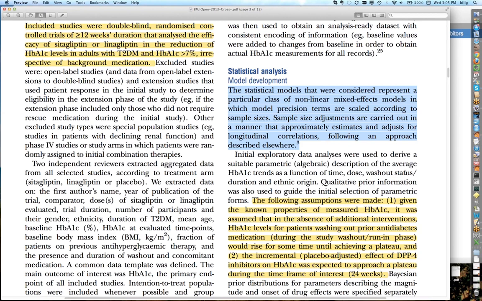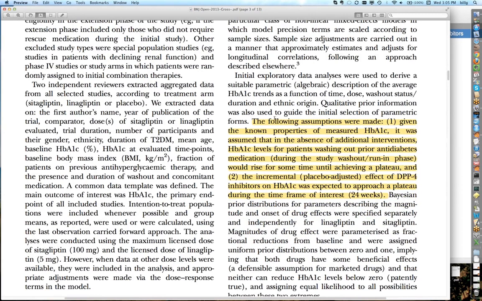Mentions some key assumptions here. Okay, so it made some assumptions about how things like prior treatment and washout from prior treatment would affect HbA1c. In particular, it mentions that given the known properties of measured HbA1c, it was assumed that in the absence of additional interventions, HbA1c for patients washing out of prior anti-diabetic medication during some study washout or run-in phase would rise. It says until reaching a plateau. Well, it assumes that if the run-in was long enough, it would. It actually didn't assume it reached a plateau at run-in.